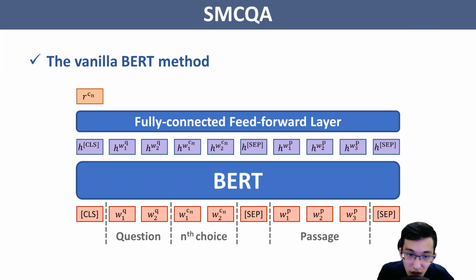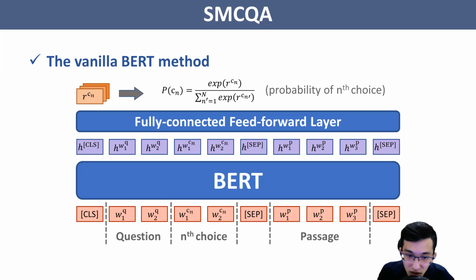This is a figure of the vanilla BERT method. First, we concatenate the CLS token, the tokens of the question, the tokens of each choice, a SEP token, the tokens of the passage, and another SEP token. We pass this input sequence into BERT to obtain H, the contextual representations. Then we extract the H vector located at the CLS position and pass it through a fully connected feed-forward layer to obtain R_Cn, which is a reading vector of this choice. For each choice, we calculate all the R_Cn, stack them up, and apply a softmax function to calculate the probability of each choice.